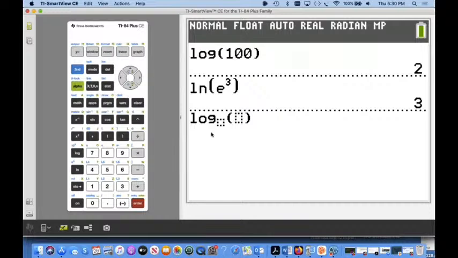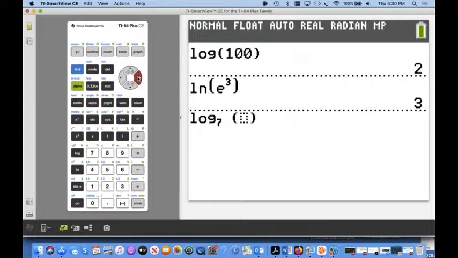And you can notice that it brings up a log where the base is left for you to fill in. Now, if there's nothing there, we notice that it's commonly understood, pun intended, that it's the common log base 10. But now we could put in something like log base 7. And then we could say, well, what's log base 7 of something like 49?